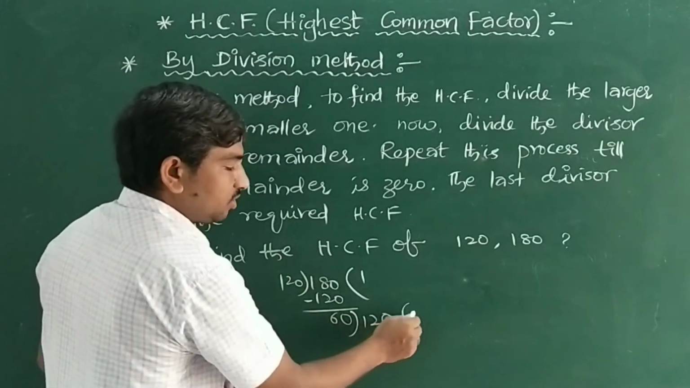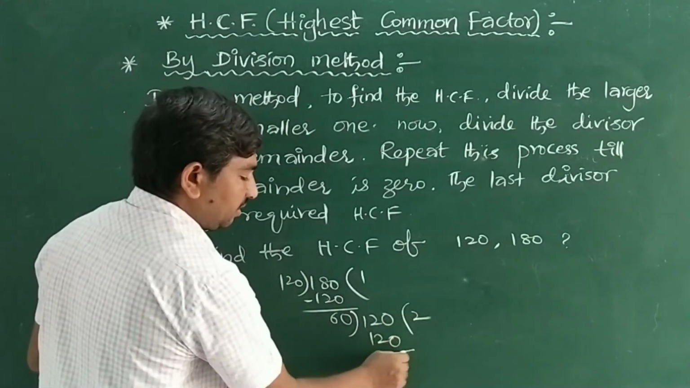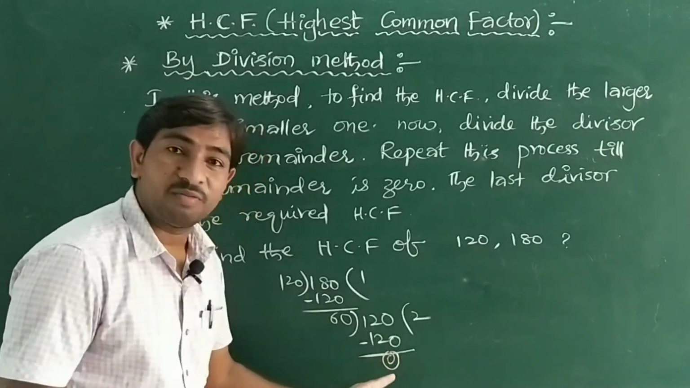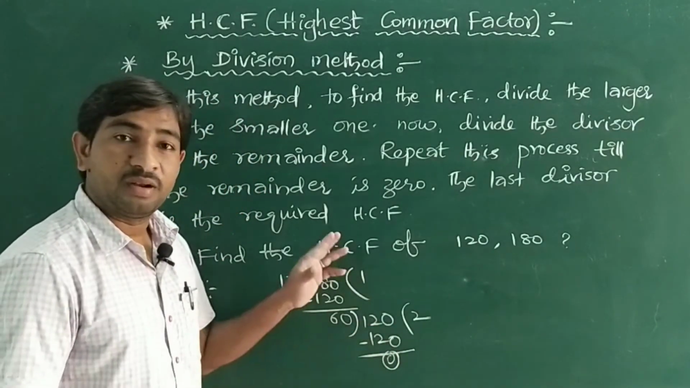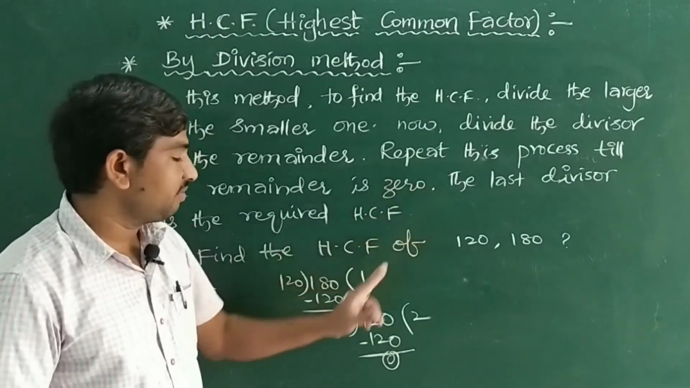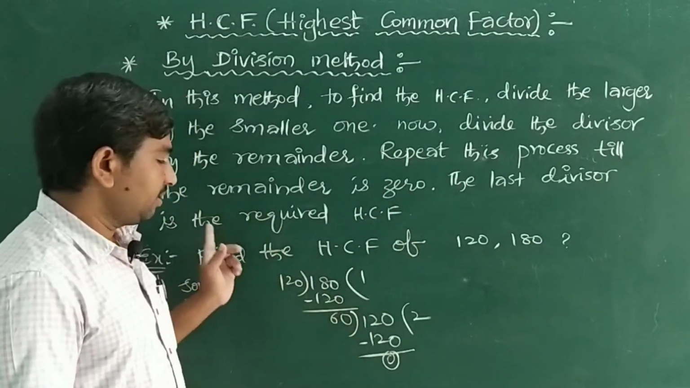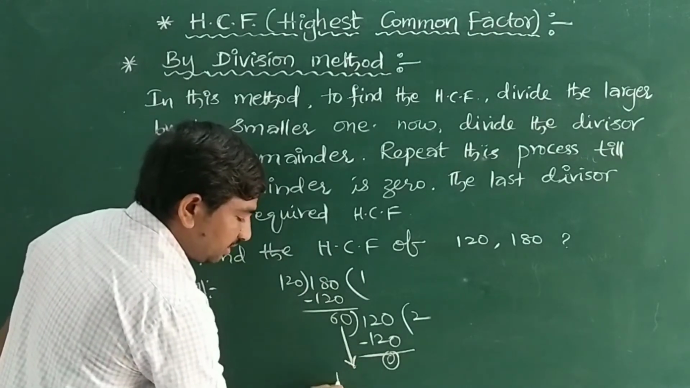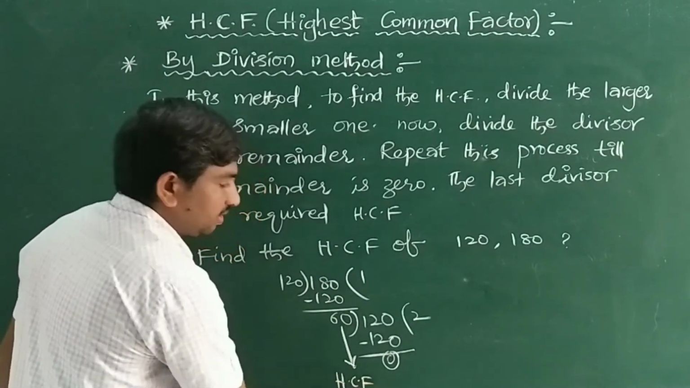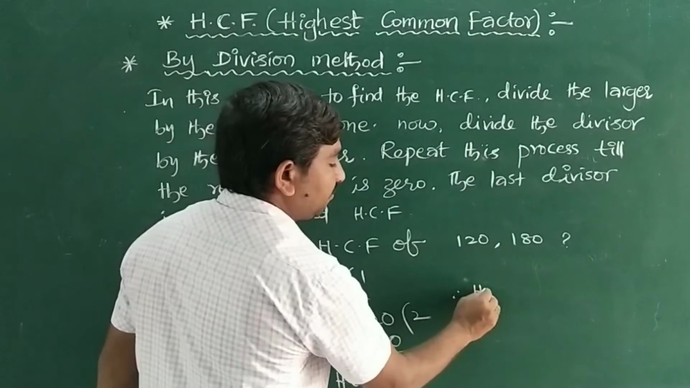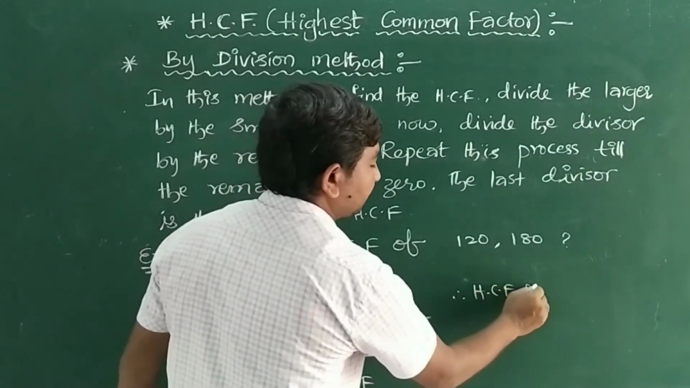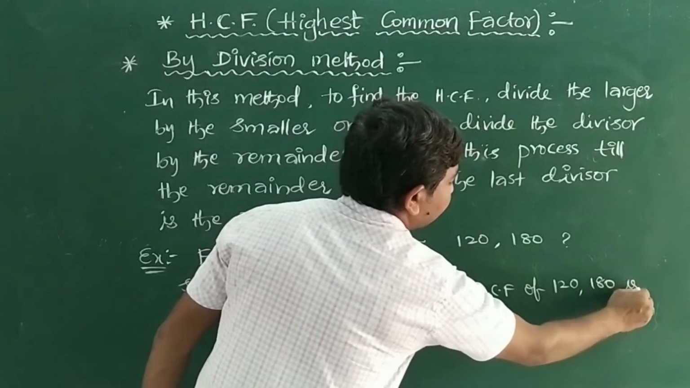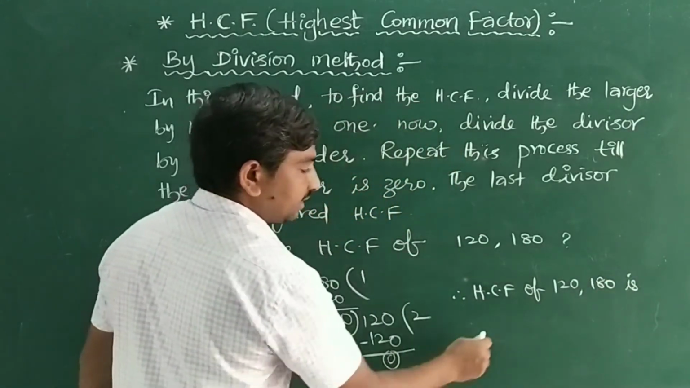So 60 twos are 120, and directly you get 0. Until we get the remainder 0, we have to do this process. The last divisor is known as the HCF of the given two numbers. This is the last divisor, so this is the HCF. Therefore the HCF of 120 comma 180 is 60.